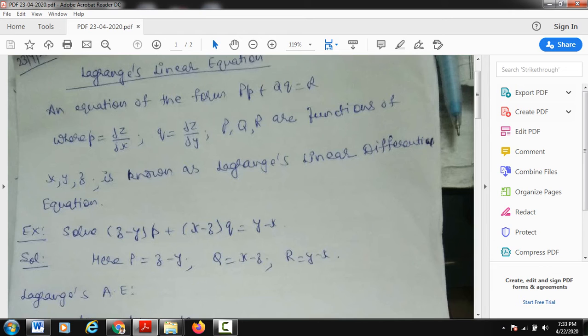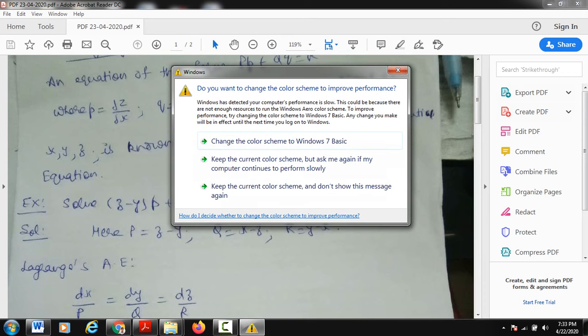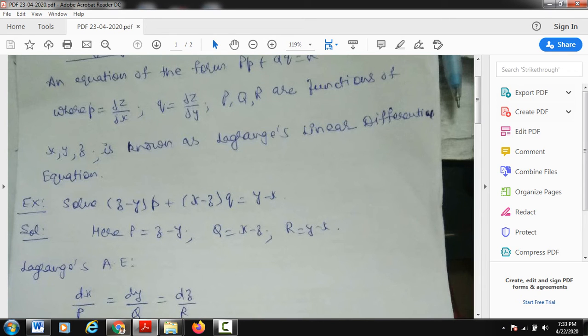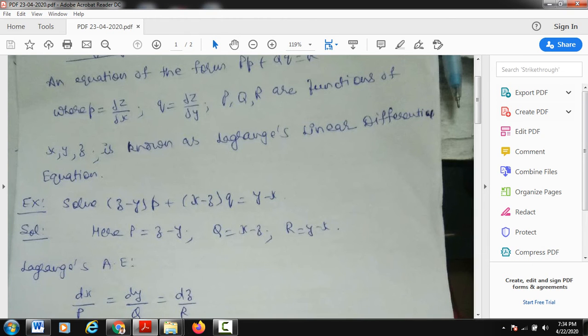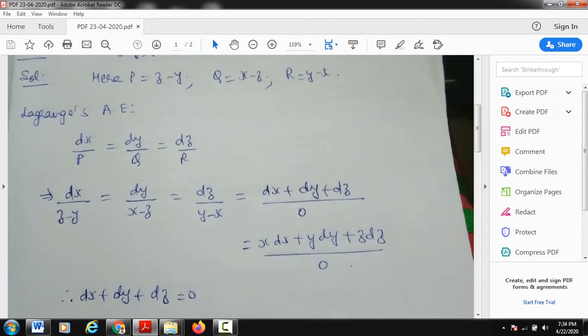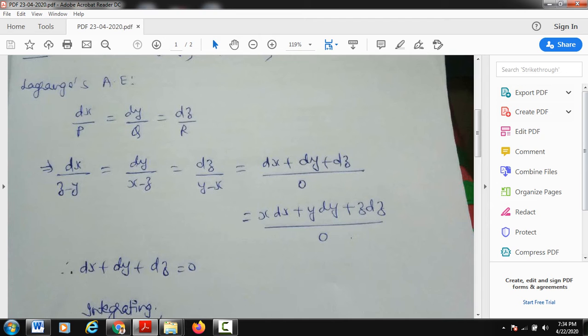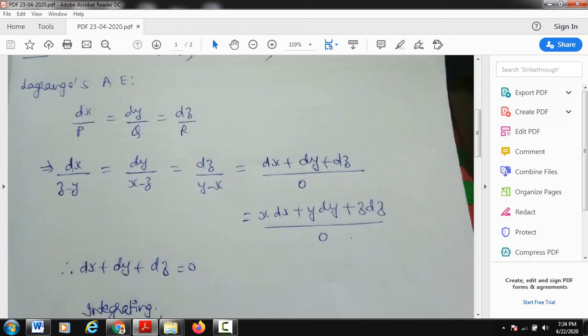First of all I will make a comparison of the given equation with Pp plus Qq is equal to R. So I am getting capital P as z minus y, capital Q as x minus z, and capital R as y minus x. Okay. So the next step is to write the Lagrange's auxiliary equations. So how to write the Lagrange's auxiliary equations? It is dx over P is equal to dy over Q is equal to dz over R. Okay. So we have to write the values of P, Q, R over here.